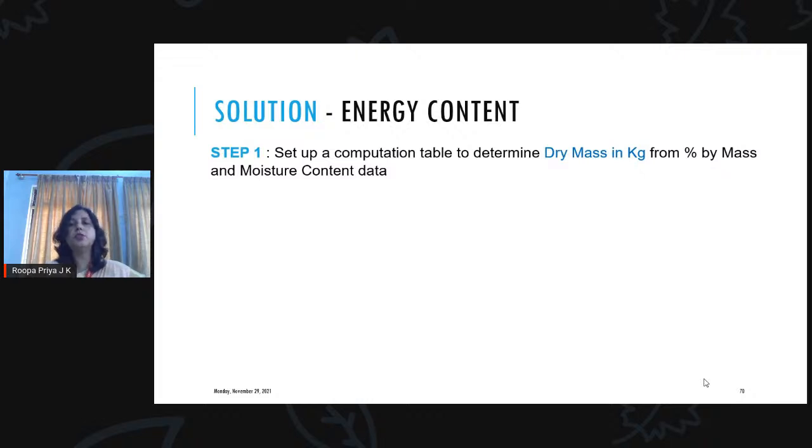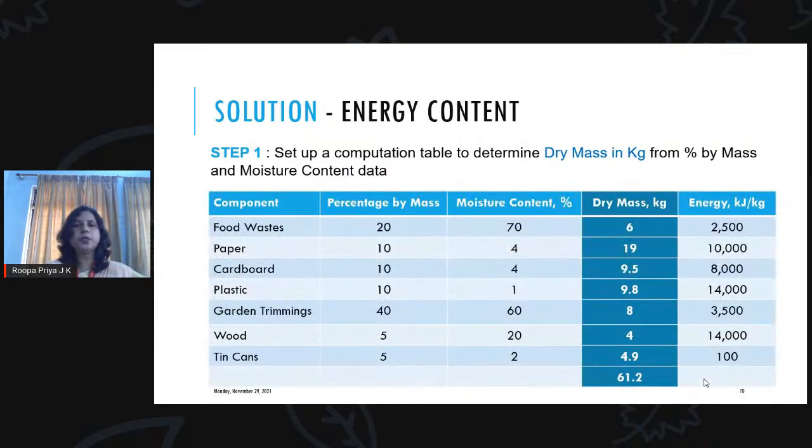So compute a table to determine the dry mass in kg from percentage by mass, and also evaluate the moisture content data. So we have the percentage by mass in column 2. We have the moisture content in percentage. We can calculate the dry mass using both the percentage by mass and the moisture content. According to this question, the dry mass for each and every component has been calculated, and the total dry mass is also evaluated here.